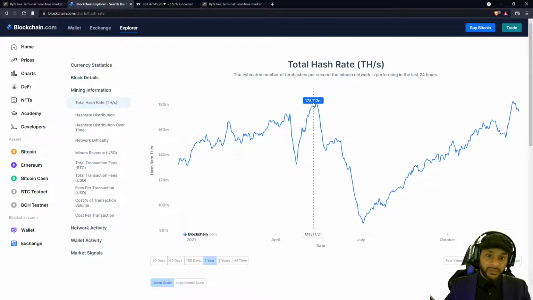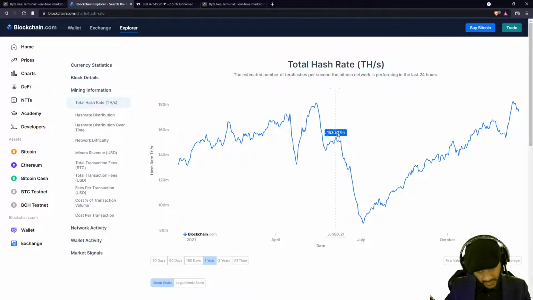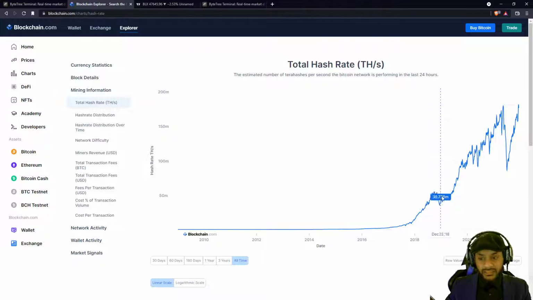So what happened was we saw this sharp drop in the hash rate. And over time, you see that we reached a new all-time high. So we have to realize, guys, that there are a lot of situations where the hash rate will increase and decrease over time. But when it decreases, it is basically like resetting.